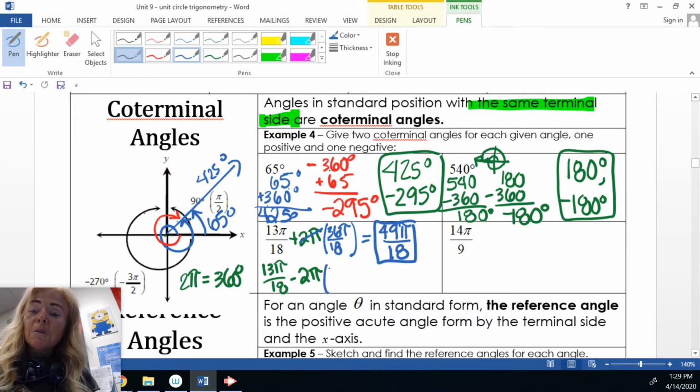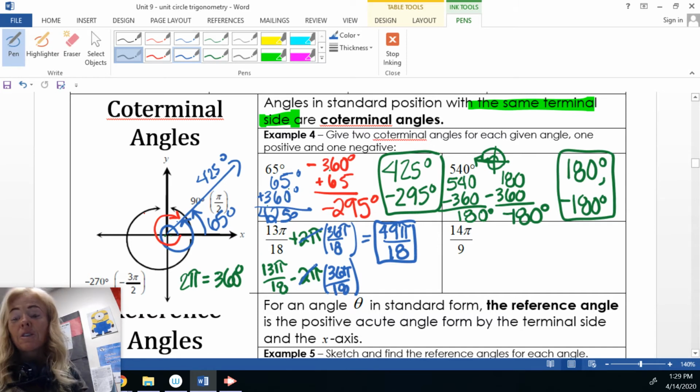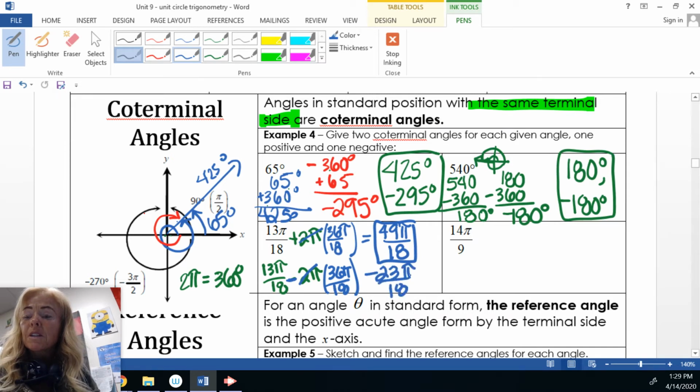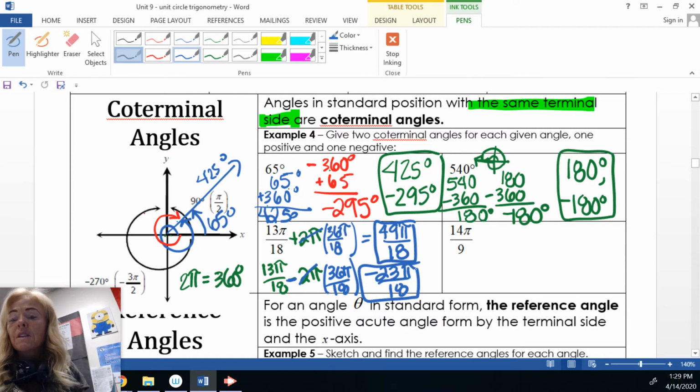So here we're going to subtract the same thing, multiply by 18, but we already did that above. So we're just going to replace 2 pi with its equivalent fraction of 36 pi over 18, and we're going to subtract them. So 13 minus 36 is negative 23 pi over 18. All right. Woo.